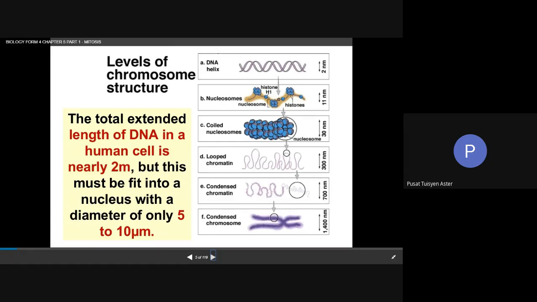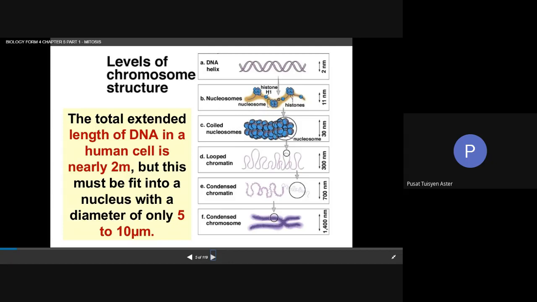Now, coiled nucleosomes. So when it's coiled nucleosomes, what happens? It becomes a looped chromatin. And then it becomes a condensed chromatin because it will be condensed. And then finally, it will be called condensed chromosomes.